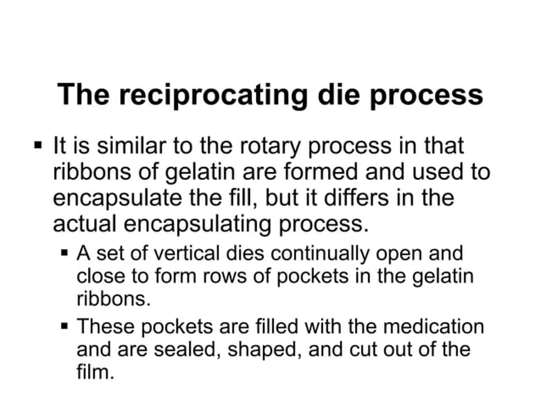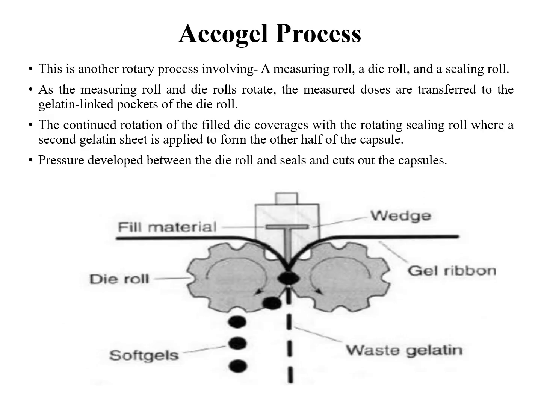Reciprocating die process. It is similar to the rotary die process in that ribbons of gelatin are formed and used to encapsulate the fill, but it differs in the actual encapsulating process. A set of vertical dies continually open and close to form rows of pockets in the gelatin ribbons. These pockets are filled with the medication and are sealed, shaped, and cut out of the film.